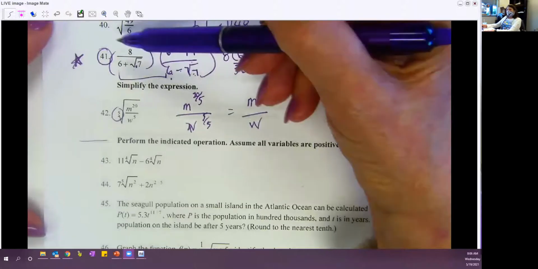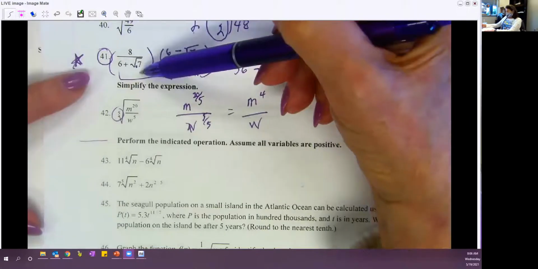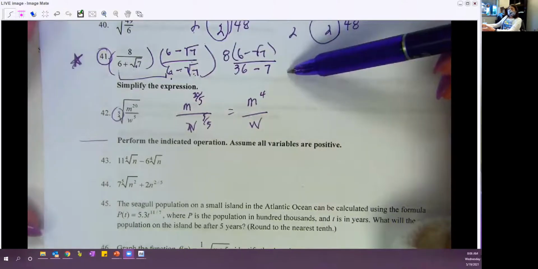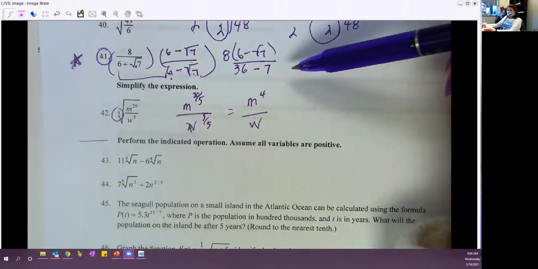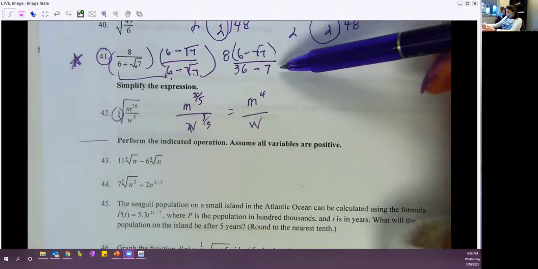If you put this in the calculator correctly, and you put my final answer in the calculator correctly, you will get exactly the same decimal number. It's equivalent, but it reads nicely.